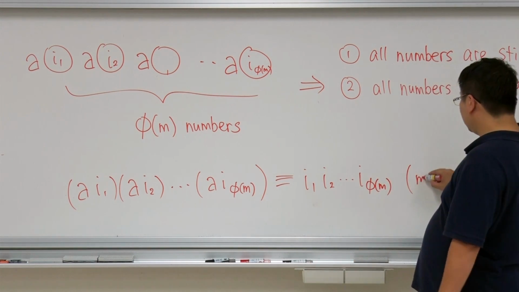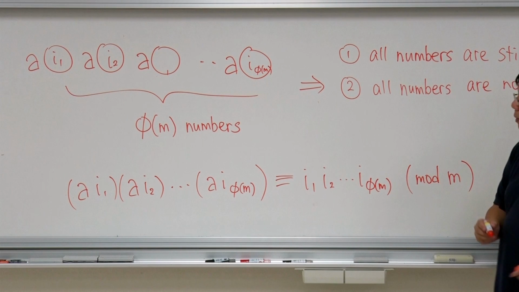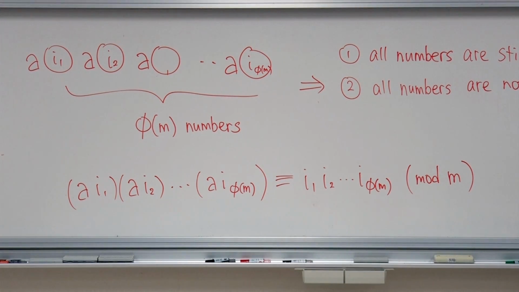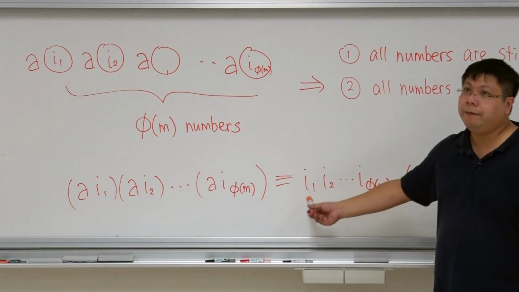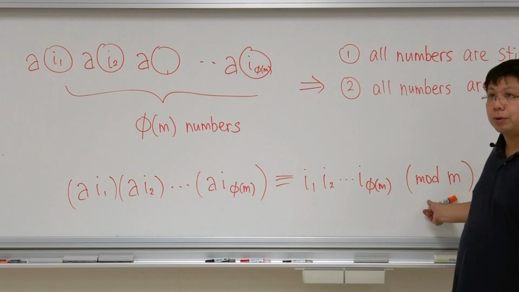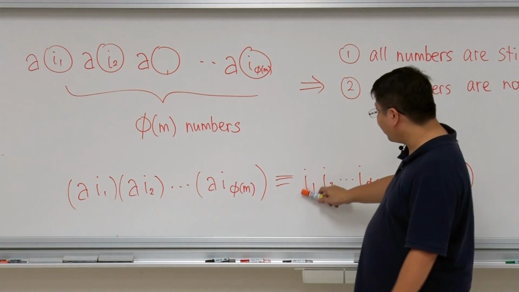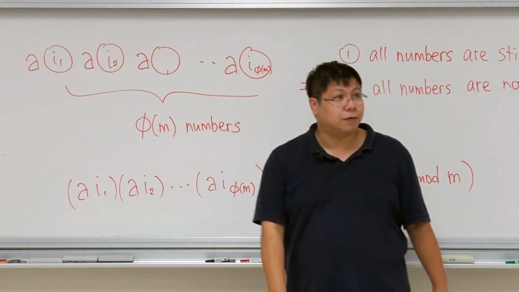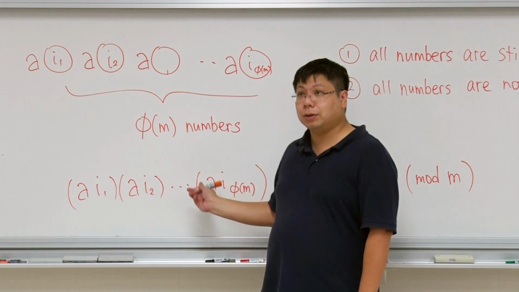So all the things are talked about in the modulo M arithmetic case. Is that okay? Then each of these numbers is coprime with M, so the inverse of them with respect to modulo M exists. So you can actually do division. You can divide I1 by multiplying by the inverse of I1. You can divide I2 by multiplying by the inverse of I2, and so on and so forth.